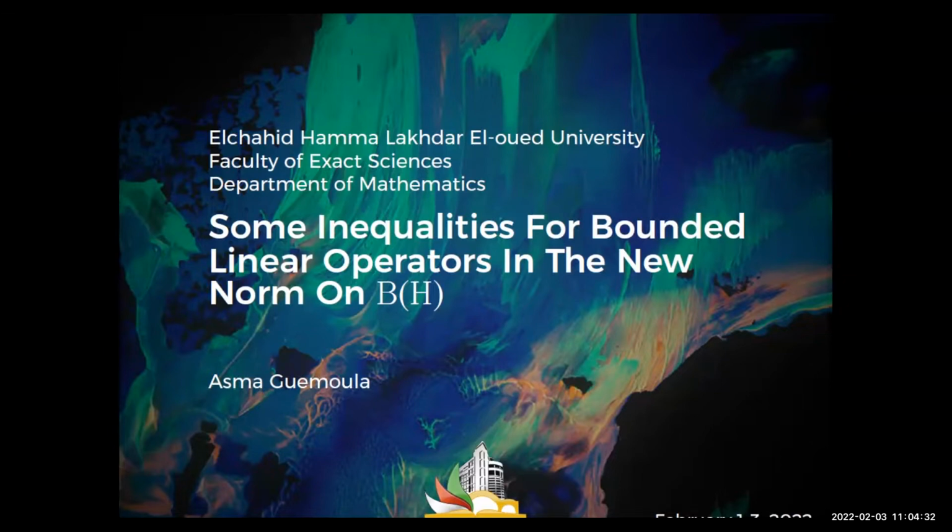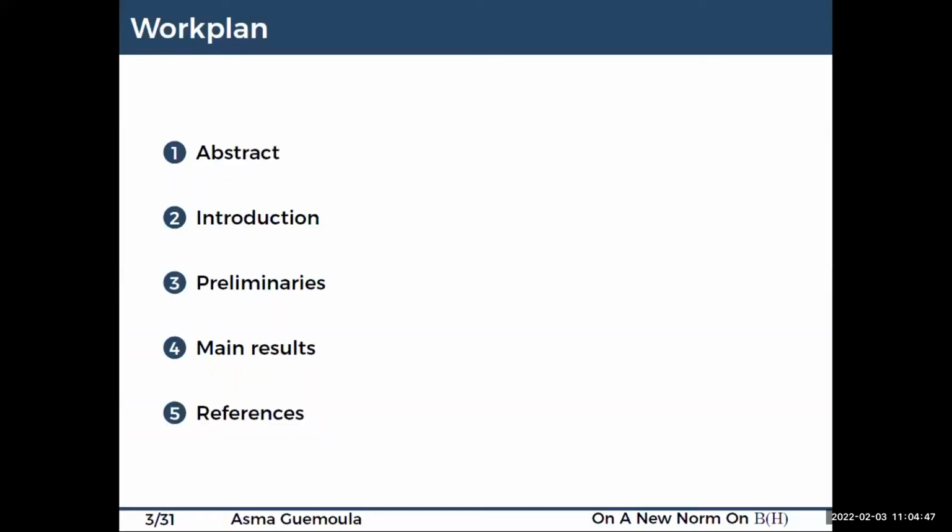I will talk about some inequalities for bounded linear operators in the new norm on B(H). The plan: 1. Abstract, 2. Introduction, 3. Preliminaries, 4. Main results, 5. References.